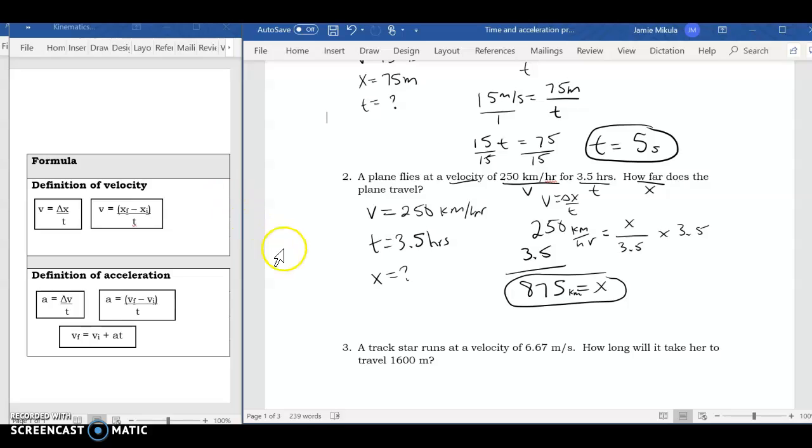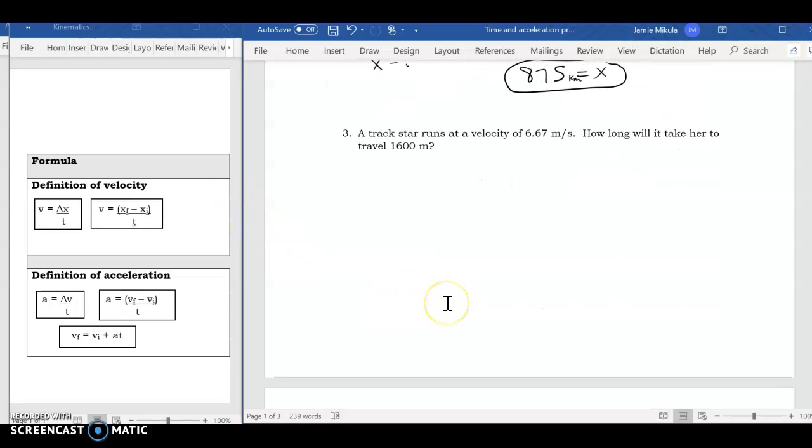Number 3, a track star runs at a velocity of 6.67 meters per second. So that is your velocity. How long, that's time, will it take her to travel that distance? So again, you have those three variables. So v equals 6.67 meters per second, x equals 1600 meters, and t you don't know.